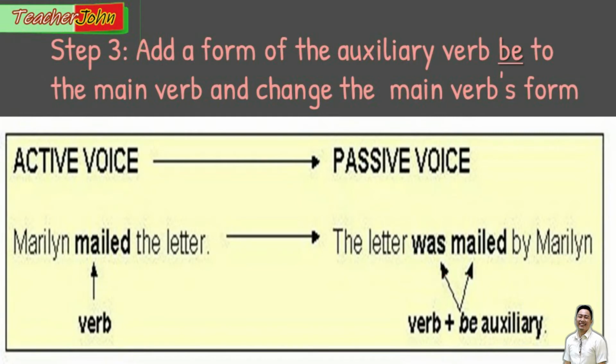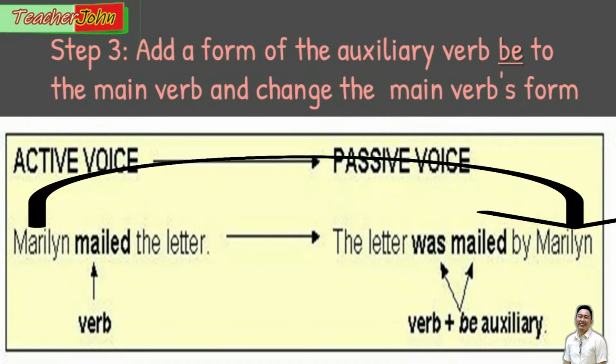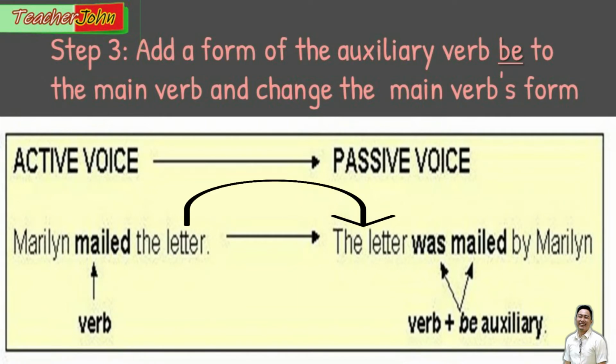Again, in changing a sentence from active to passive voice, the subject is placed in the position of the object, and the object occupies the position of the subject. The main verb is added with a be form to assure the correctness of the grammar.